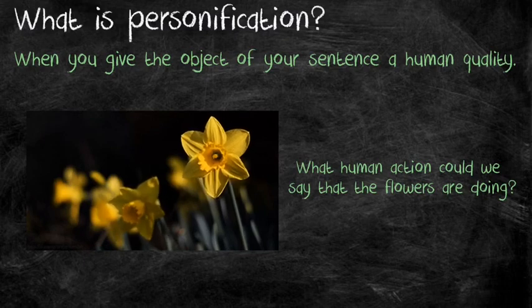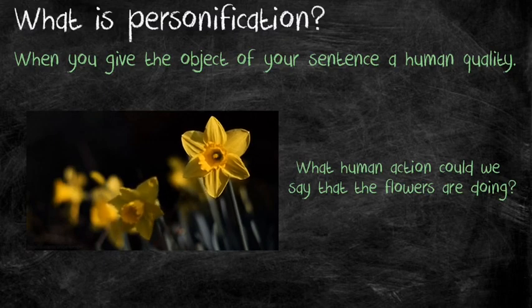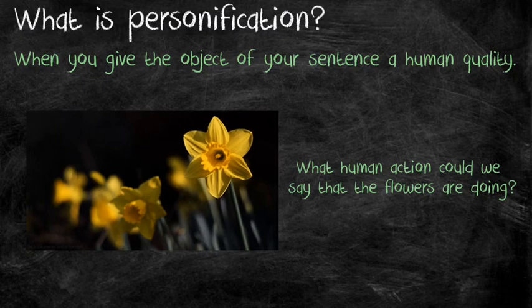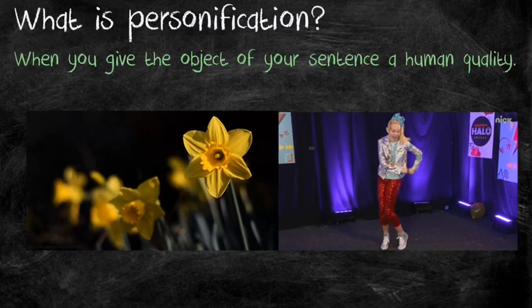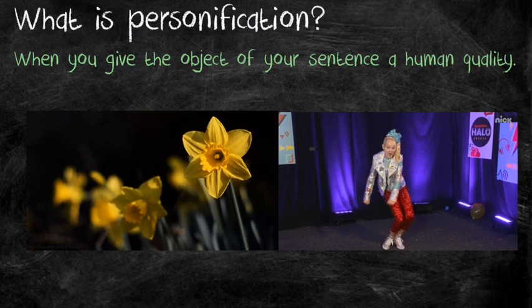Now, if we looked at this, what kind of action could we give the flower that would be something that a human would do? So we could say that they are waving in the wind, or we could say that they're dancing. Okay, so something that a human would do. We know that flowers can't actually dance or can't actually wave because that is a human quality. So what we're going to describe it as here is that the flowers are dancing.